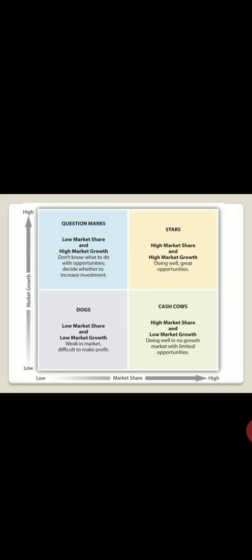So here is a model which gives you brief details of the 4 categories. If we talk about question mark, it has low market share and high market growth. If we talk about stars, it has high market share and high market growth. If we talk about cash cows, it has high market share and low market growth. If we talk about dogs, it has low market share and low market growth.